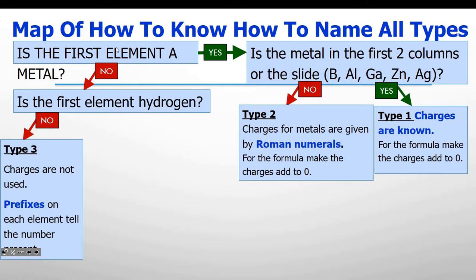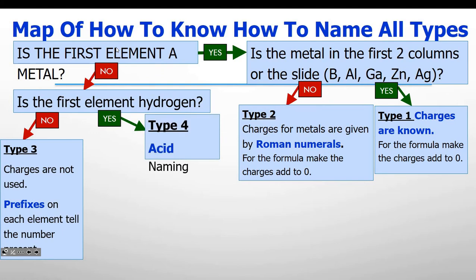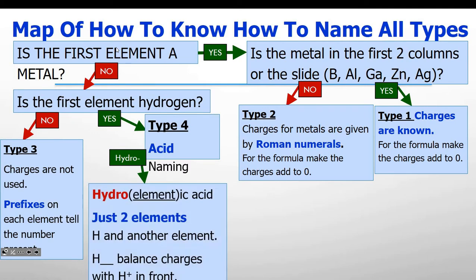Okay, if the answer to the question, is the first element hydrogen, is yes, then we have an acid. And with an acid, we have to break it down and say, okay, does it start with hydro? If it starts with hydro, that means it's just 2 elements, hydrogen and one other. Anytime I have an acid, it's going to be hydrogen as the positive ion. It's just what metal is it with, or what non-metal is it with, or what polyatomic is it with.